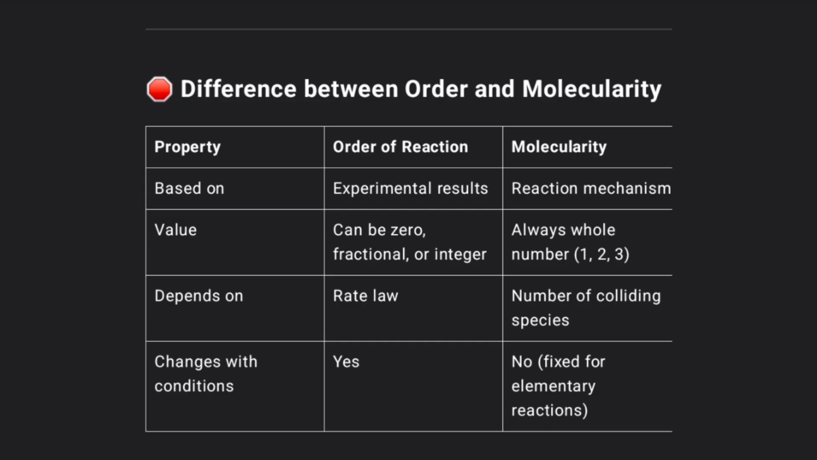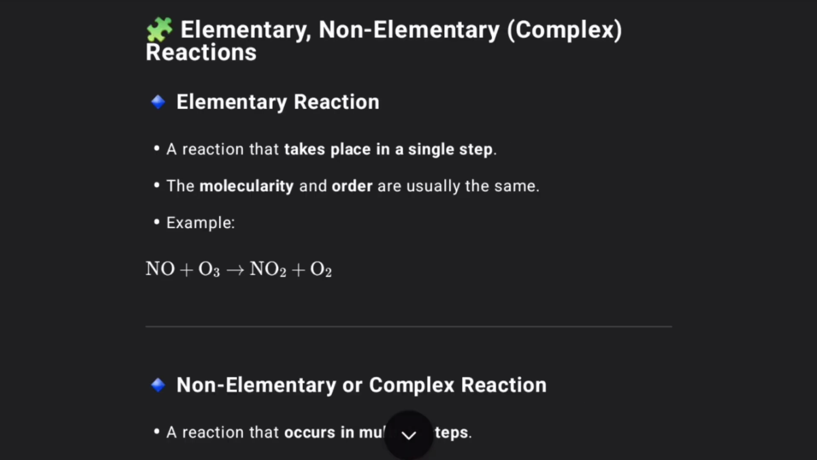Value can be zero, fractional, or integer. Molecularity is always a whole number: 1, 2, 3. It depends on the rate law and the number of colliding species. It changes with conditions. There is no fixed value for an elementary reaction.